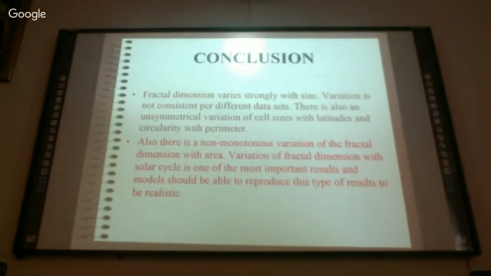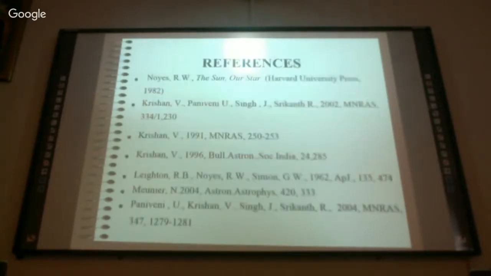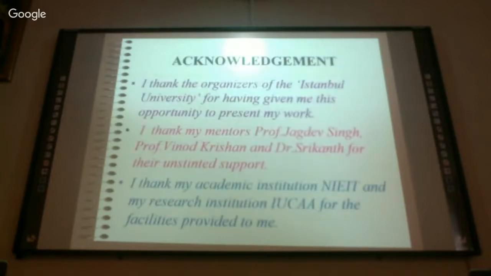Fractal dimension varies strongly with size. The variation is not consistent with the data sets; it is different for different data sets. There is also unsymmetrical variation of cell sizes with latitudes and of circularity with perimeter, and non-monotonous variation of the fractal dimension with area. The most important work one has to carry out is the modeling of this. These are the various references I have used for my work.